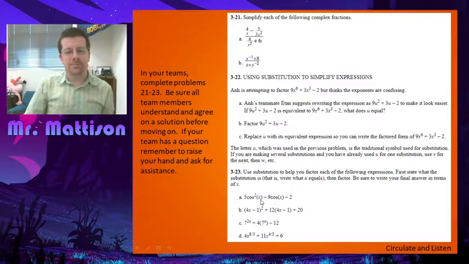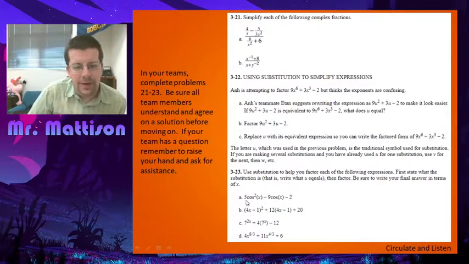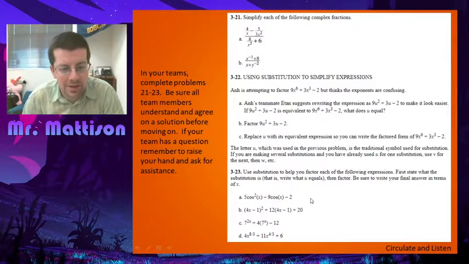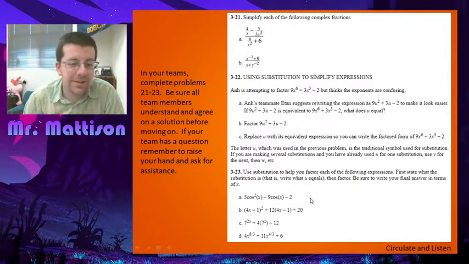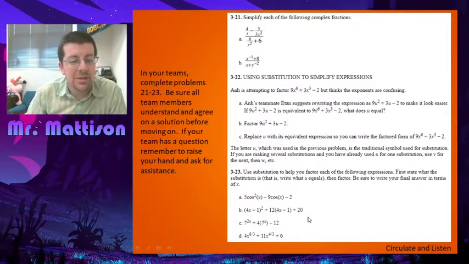So on this first one, we got 5 times cosine of u squared minus 9 times cosine minus 2. Here we'd say, well, let's make our u the cosine of x. So then I would have 5u squared minus 9u minus 2. There we go. On B, I could say, well, let's make u 4x minus 1. So then I would get u squared plus 12u plus 20, right?